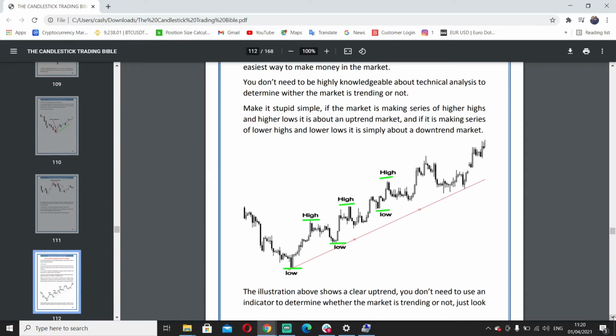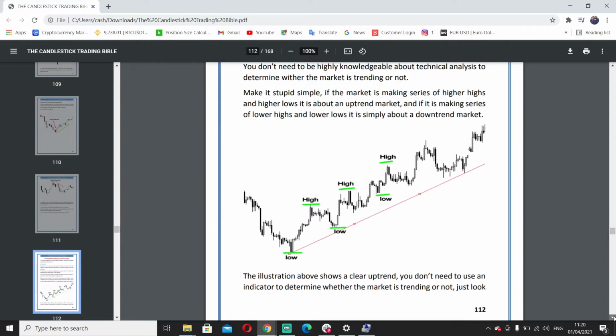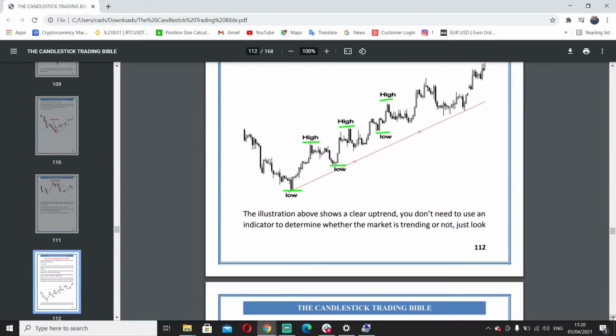And if you cannot see it making any of those things, it's ranging or it's choppy, which means you shouldn't trade it because you can't really identify the direction that it's moving in. So the illustration above shows a clear uptrend. You don't need to use an indicator to determine whether the market is trending or not. Just look, which, as we can see, the price was coming down.